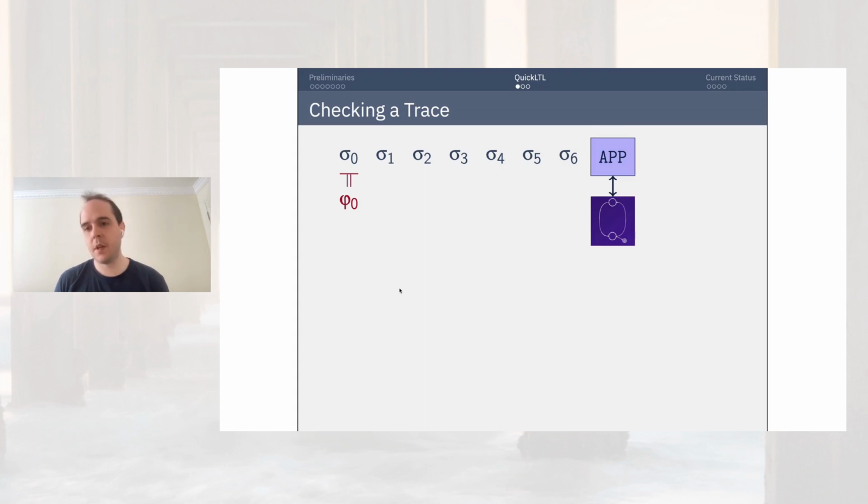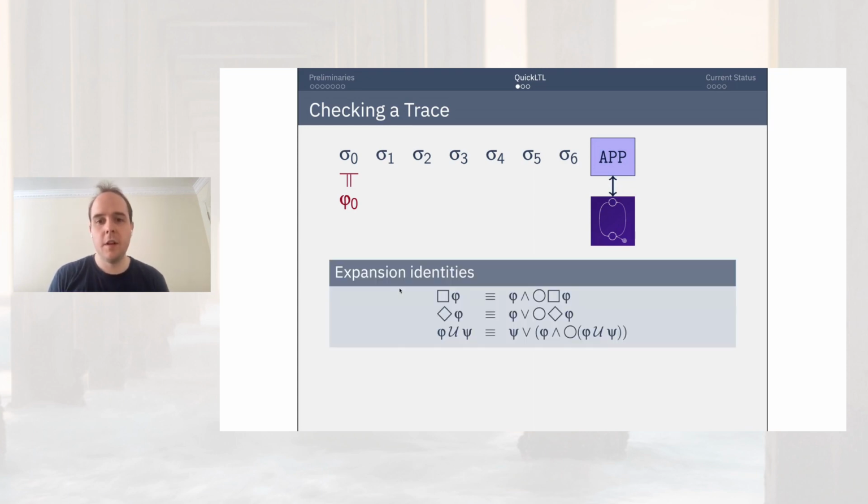Now there's many ways to do this. We chose to do the very simplest way, which is to exploit these expansion identities that are part of any LTL variant. Essentially, we can say, if we have a next operator, always phi is the same thing as phi is true right now, and in the next state, always phi is true again. And similarly, eventually phi says that phi is true right now, or in the next state, eventually phi is true.